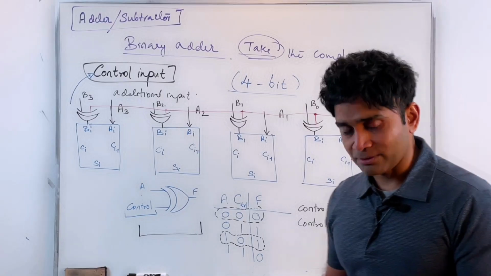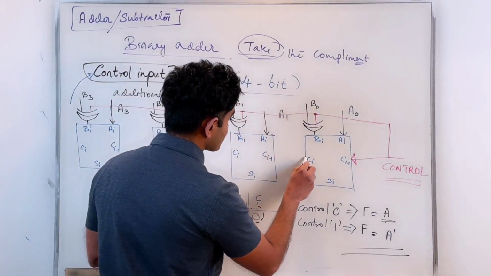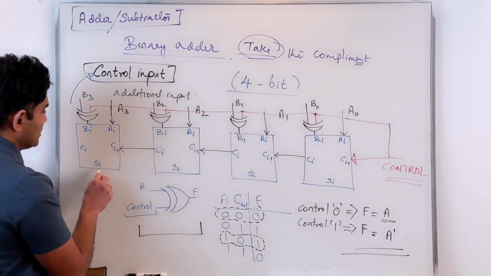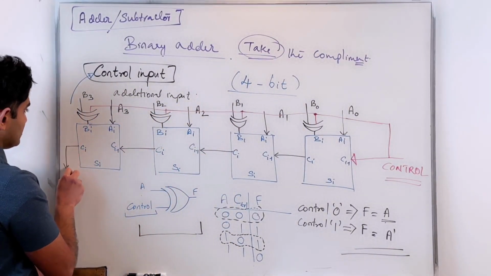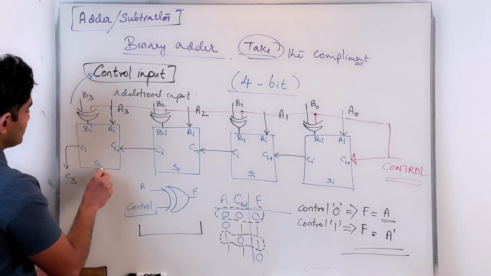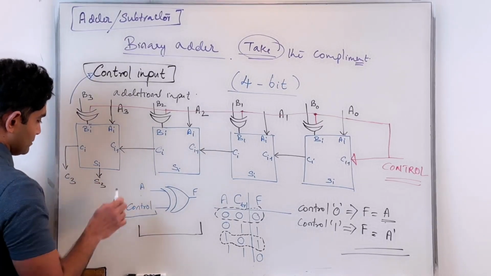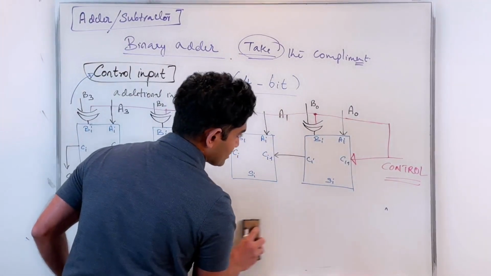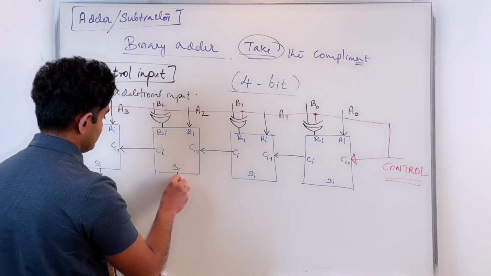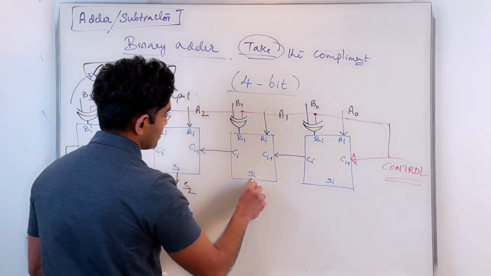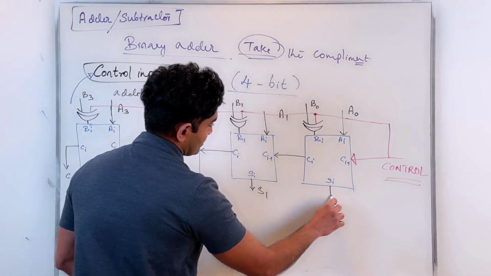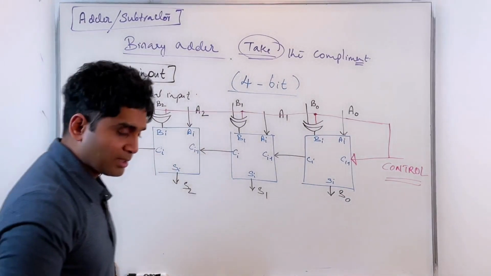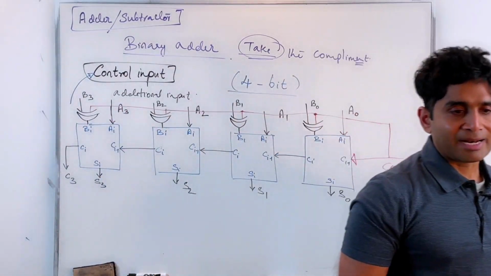Oh, wait a minute, not really, because I still have to do these connections, right? We do have them. So that's your C3, S3. We don't need these anymore. And now I have completed my circuit. That's my S2, S1, and S0. So now this particular circuit would function both as an adder / subtractor.